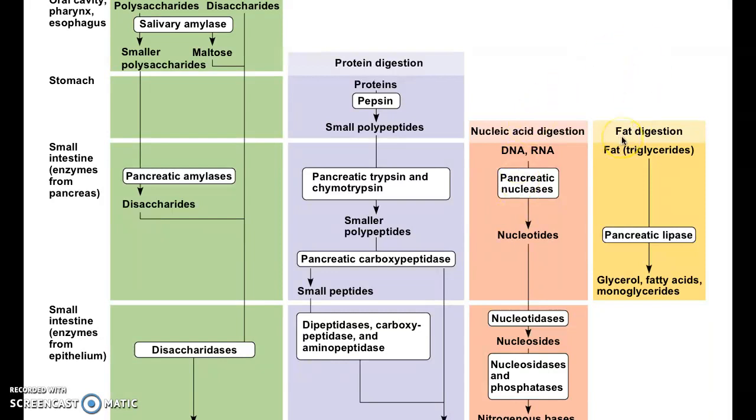Fat digestion, same thing. You do not have any fat digestion in the mouth and in the stomach. As you come into the duodenum, pancreatic lipase is secreted. Now, there's a couple of things that have to happen before a lipase can do its work. Lipids are not water soluble. So there is something called bile that is secreted. The liver actually secretes bile. Bile is stored in the gallbladder. If you have surgery where they take out your gallbladder, you have to kind of limit the amount of fat you eat.